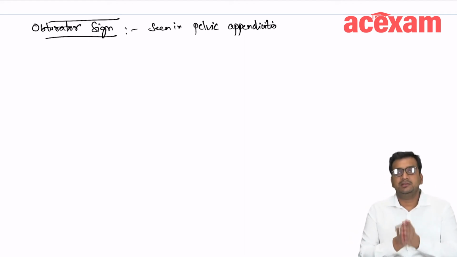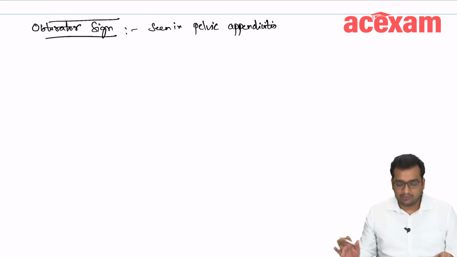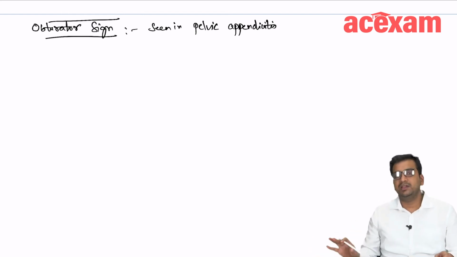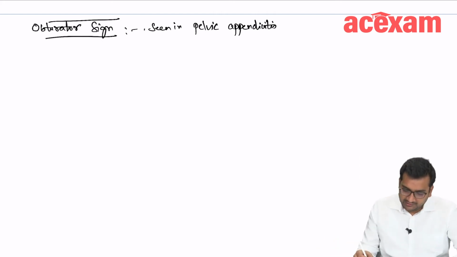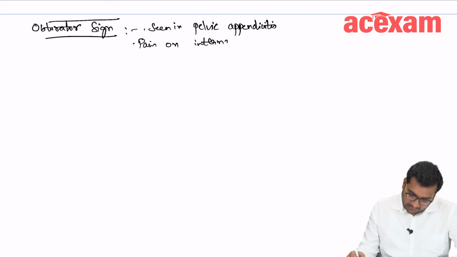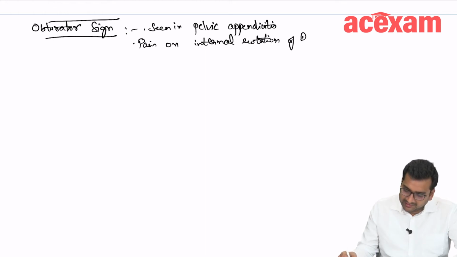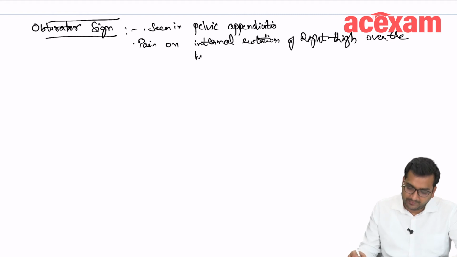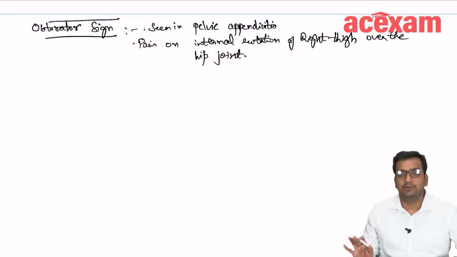So whenever there is pain on internal rotation of the right thigh over the hip joint, then there is obturator sign, which is characteristic of pelvic appendicitis. There is pain on internal rotation of the right thigh over the hip joint. This is the obturator sign.